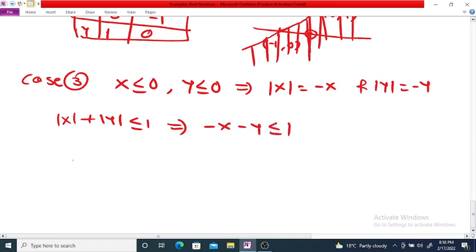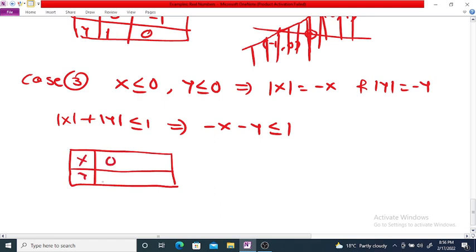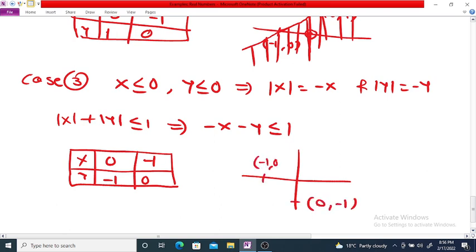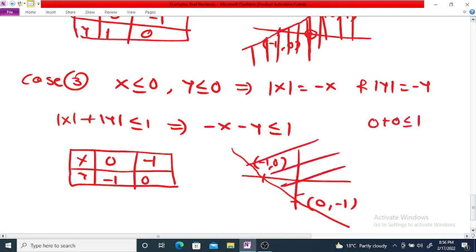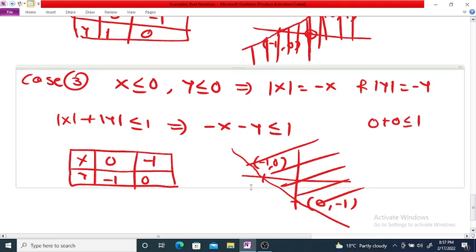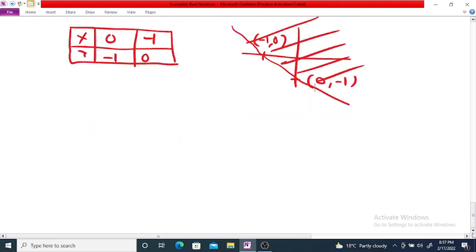Again, if we consider here x and y, then if x is 0, y is minus 1, and if y is 0, x is minus 1. So here this is the point (0, -1), and this is the point (-1, 0), and if we consider this line and again consider the origin point, then 0 + 0 less than or equal to 1, the condition is true, and therefore all the points above this line satisfy the inequality minus x minus y less than or equal to 1.